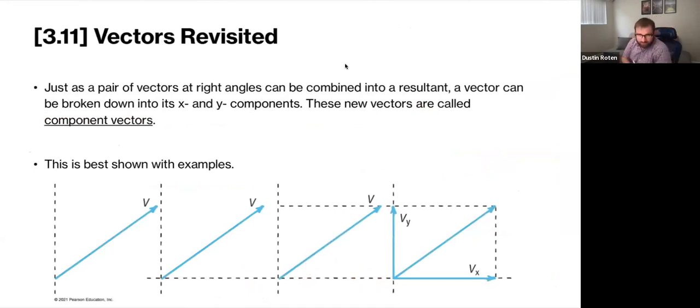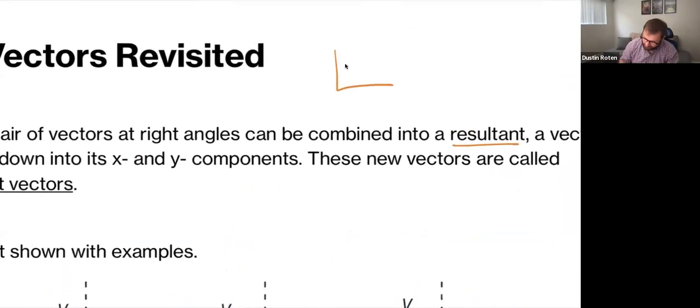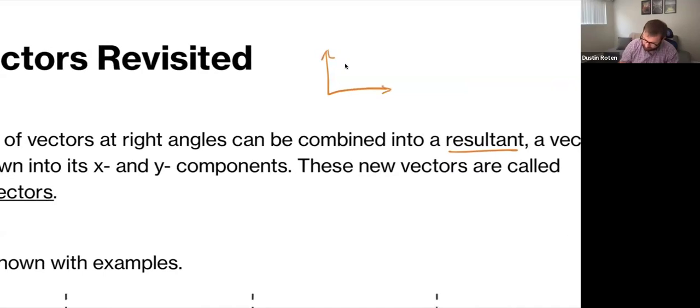Okay. Last thing is just revisiting some things with vectors, and then we'll call it a day. So just as a pair of vectors at right angles, as you'll remember, we can actually add those up and combine into a resultant. You'll remember that if we have two vectors, maybe force y in the y direction, force x direction. Remember how in previous lectures we used that tip to tail method to add them up to get a resultant vector? So this would be Fy plus Fx.